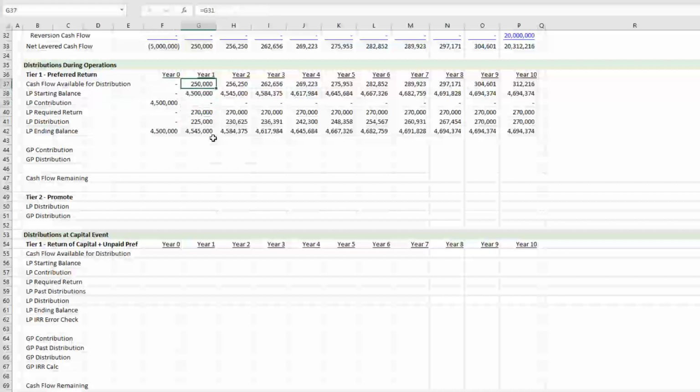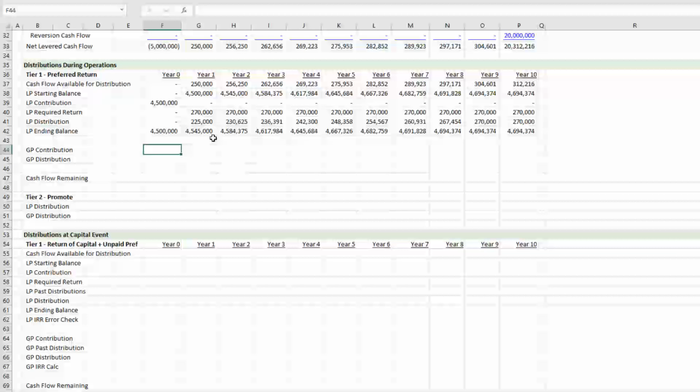And what you see here is early on, there is insufficient cash flow available for distribution to cover the preferred return. And so the distribution amount is roughly $45,000 less than the required return. That amount gets added to the LP's ending balance such that the LP's capital account balance grows over the hold period. At some point, and it's right here in year 9, there's sufficient cash flow to actually cover the preferred return. And so we'll see some cash flow come down and be paid out as a promote to the GP.